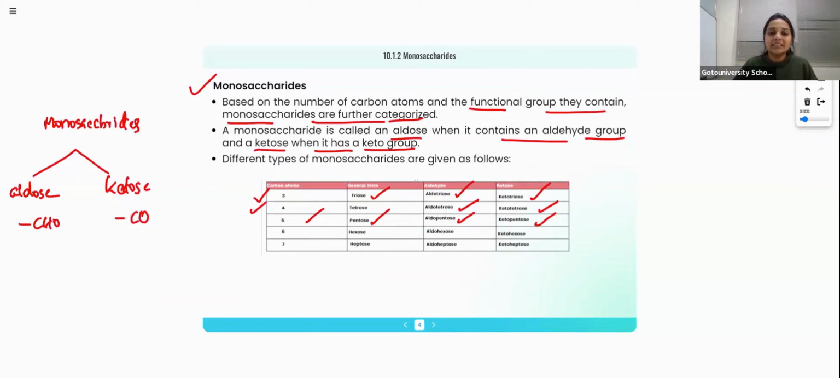Got it? Then 6 carbon atoms. What is the name for 6? Hex, right? So it is commonly a hexose sugar, which may be aldohexose or ketohexose. Same way, heptose means aldoheptose or ketoheptose. This is monosaccharide. Monosaccharides are only one unit; we cannot hydrolyze them into many units again. They may contain 3, 4, 5, 6 or 7 carbon atoms, so we call them triose, tetrose, pentose, hexose, heptose. Based on aldehyde or ketone, we call them aldose sugar or ketose sugar.